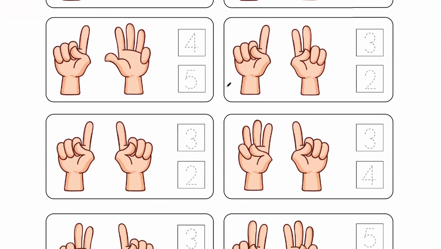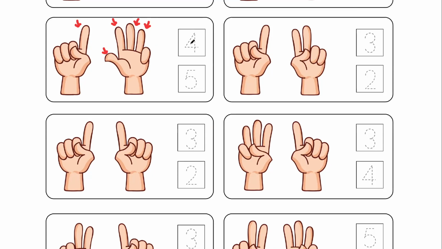Now, in this second row, we can see that here we also see two hands with some fingers opened. First of all, we would count how many fingers are opened and then we would trace the correct number. So start with me. This is your finger number 1. This is your finger number 2. This is your finger number 3 and finger number 4 and finger number 5. So that means that 5 fingers are opened by these two hands. So 5 is the correct number.